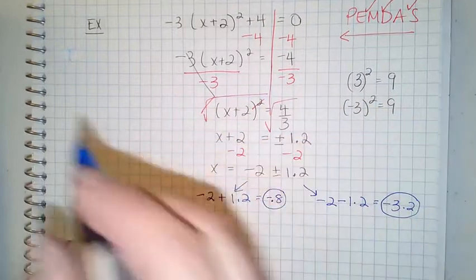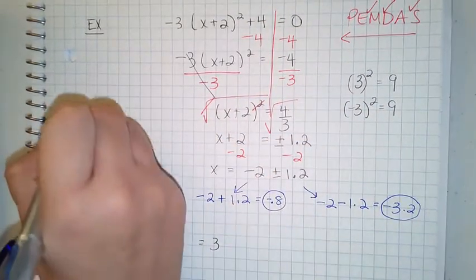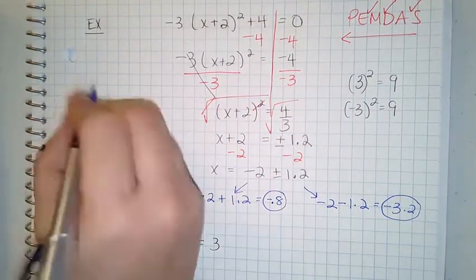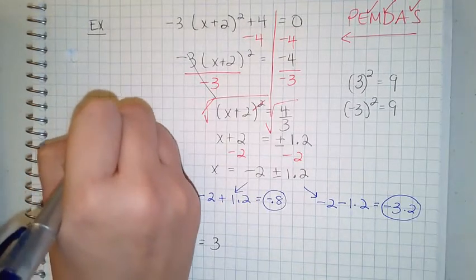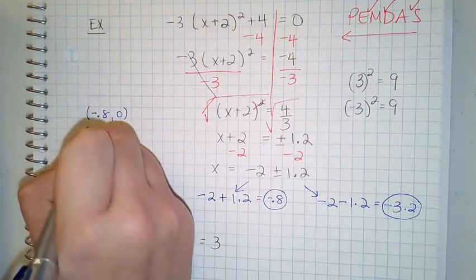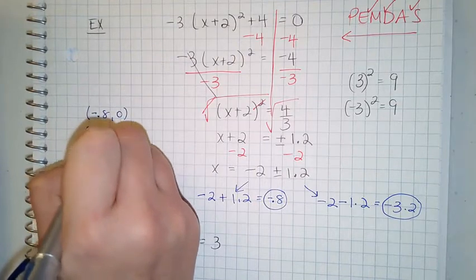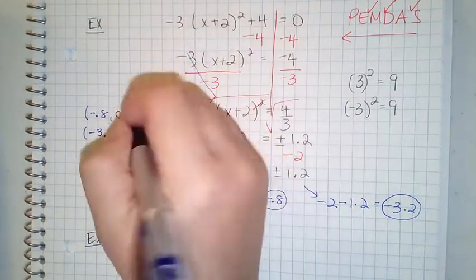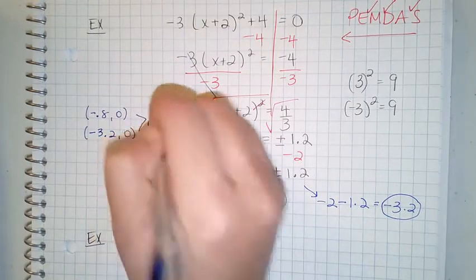And what these answers mean is negative 0.8 and negative 3.2 are where this function would cross the x-axis.